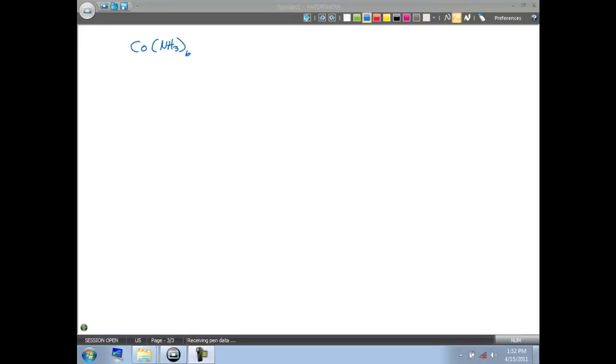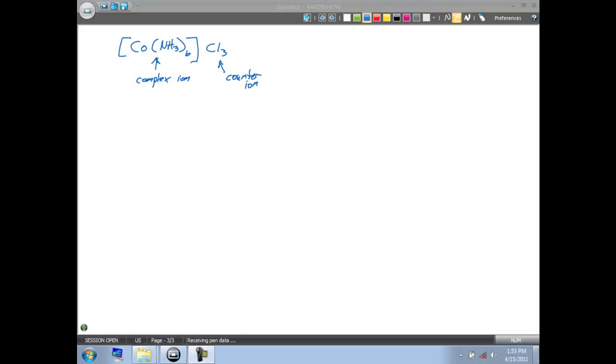So we have this octahedral complex, and then those other extra Cl's are going to be our counter ion. So this portion is our complex ion, and we denote that in brackets. And then we also have a counter ion.